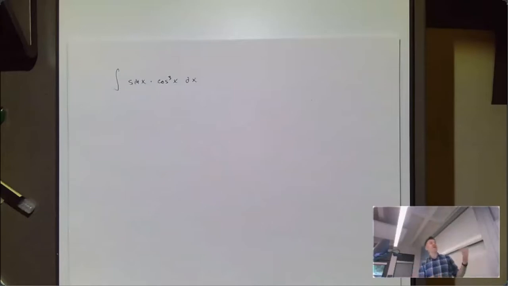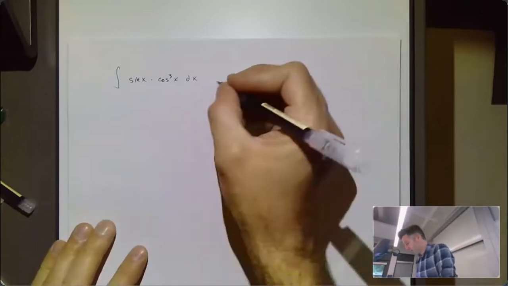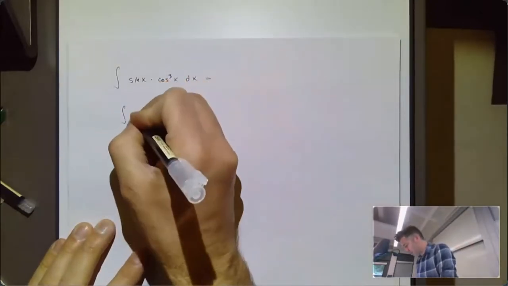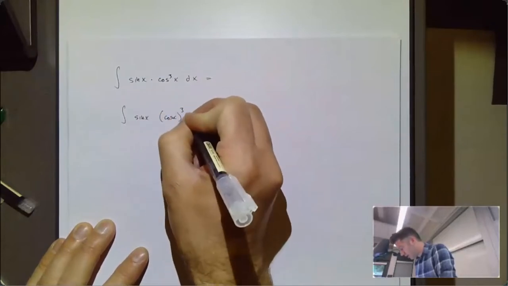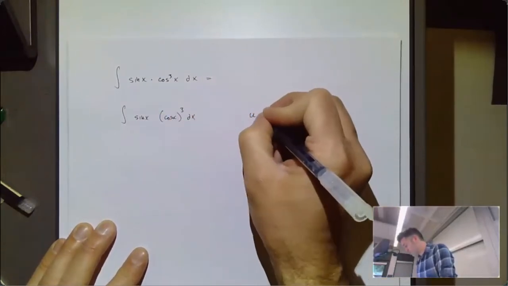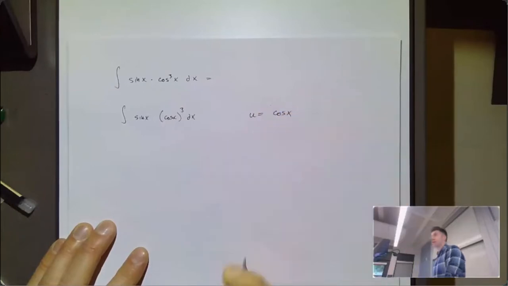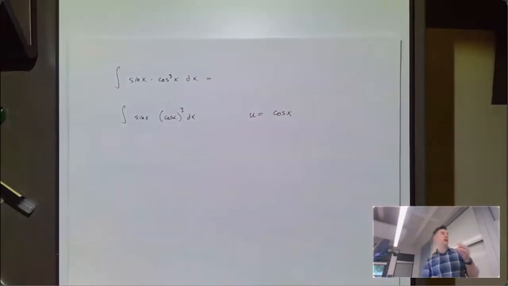But in this case, cosine is the better choice in that you have cosine stuck inside another function, right? You have cosine of x being cubed. So if I rewrite this to make it a little more obvious that you have cosine x quantity cubed, we want to make the choice where u is equal to cosine of x. It's going to require less algebra and less use of trigonometric identities here.